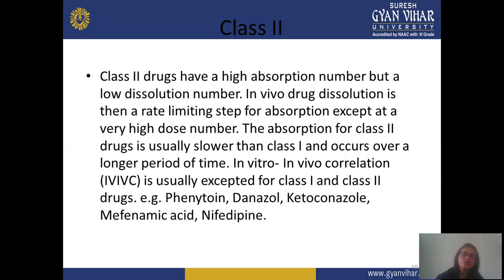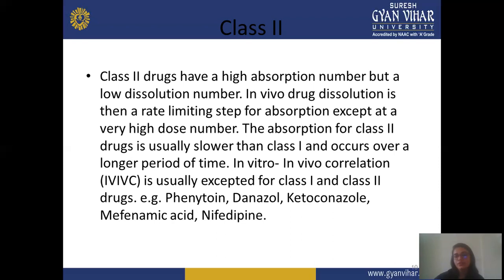The absorption for class 2 drugs is usually slower than class 1. Because in class 1, high solubility and high permeability take place, that's why more absorption is observed in class 1. But in class 2, solubility is low, that's why absorption is less. It is high, but compared to class 1, it is usually slow. So more absorption is observed in class 1 compared to class 2, and in class 2 it occurs over a longer period of time.